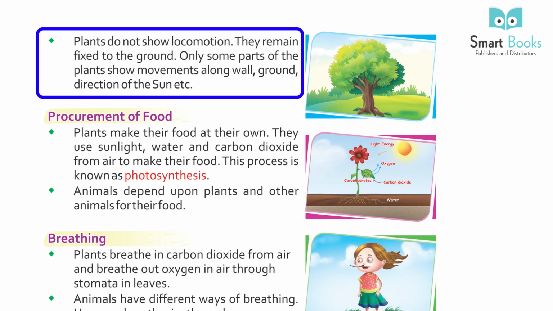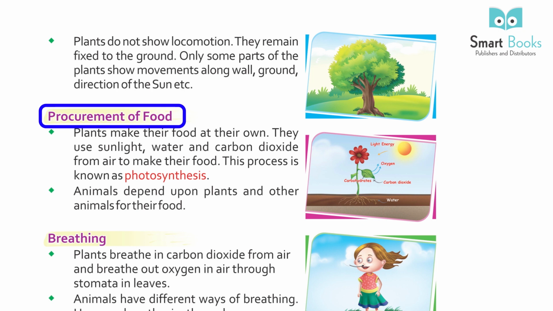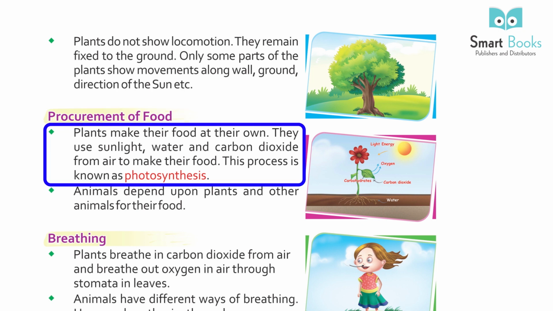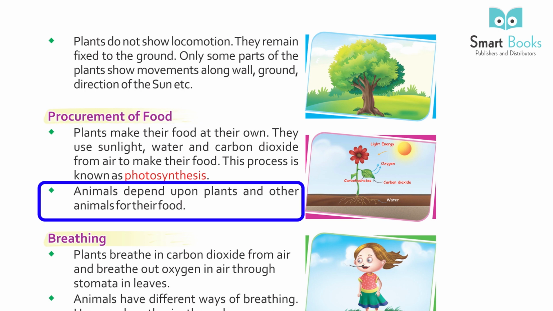Plants do not show locomotion. They remain fixed to the ground. Only some parts of the plant show movements, along the wall, ground, and direction of the sun, etc. Procurement of food. Plants make their food on their own. They use sunlight, water, and carbon dioxide from air to make their food. This process is known as photosynthesis. Animals depend upon plants and other animals for their food.